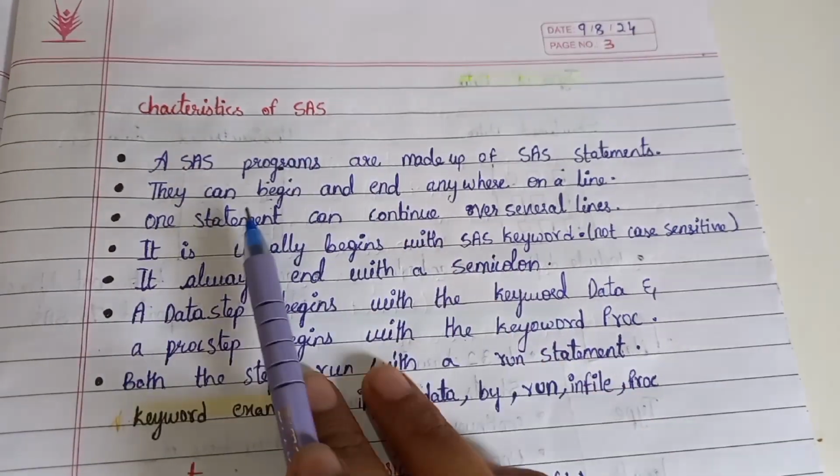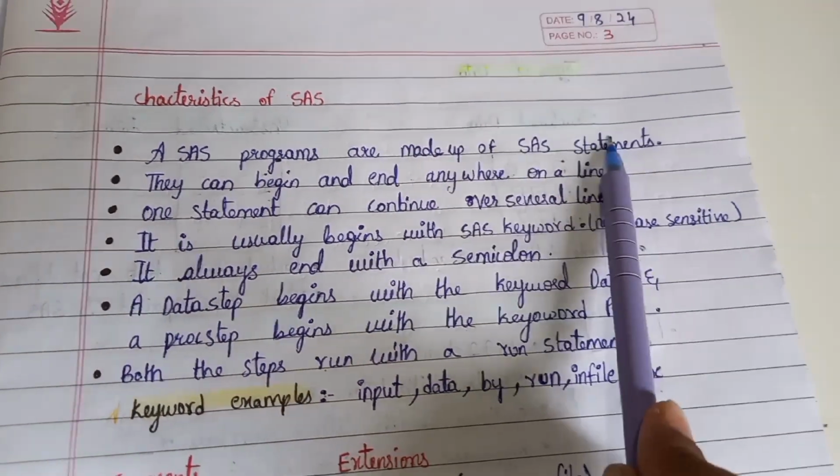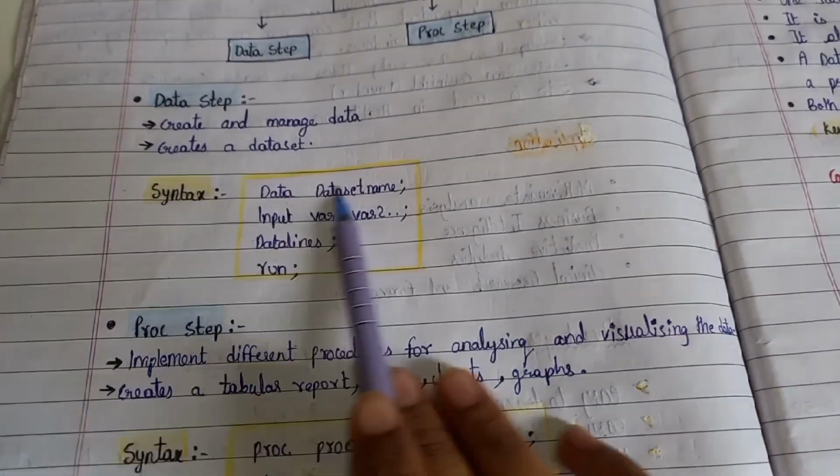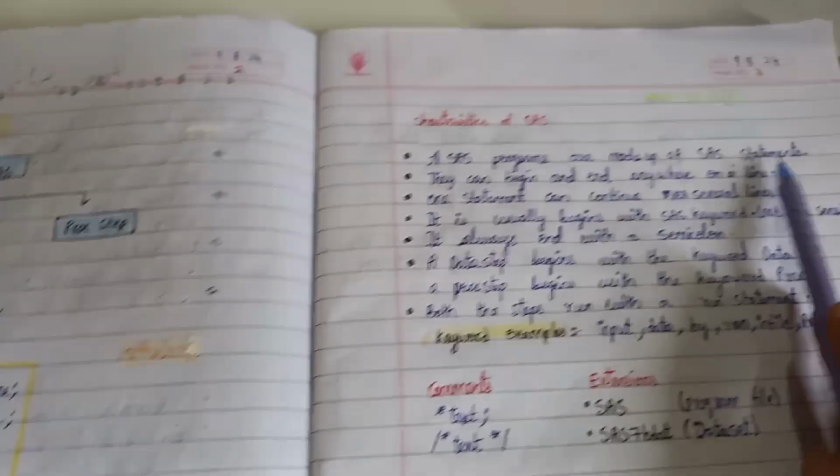Characteristics of SAS. SAS programs are made up of SAS statements. As you know, I have explained here. See, this is a SAS program. They are made up of what? SAS statements. Is it clear?